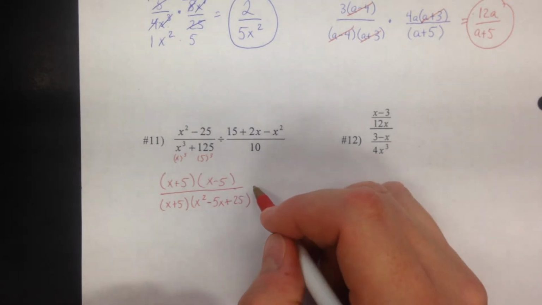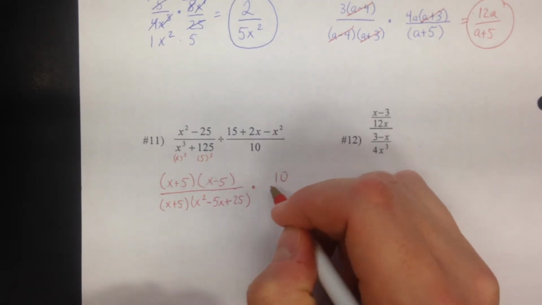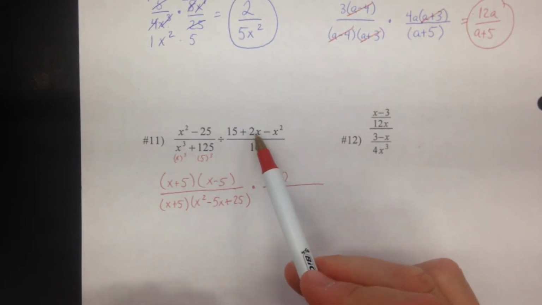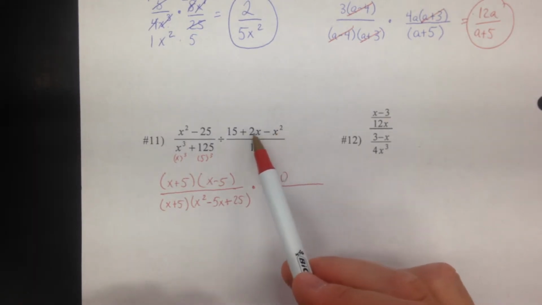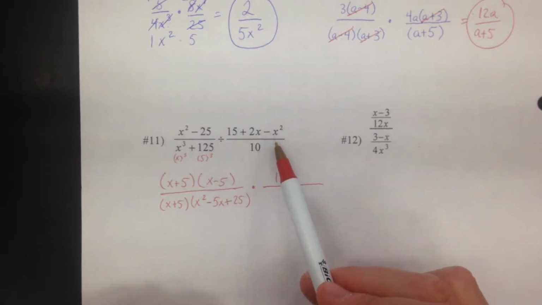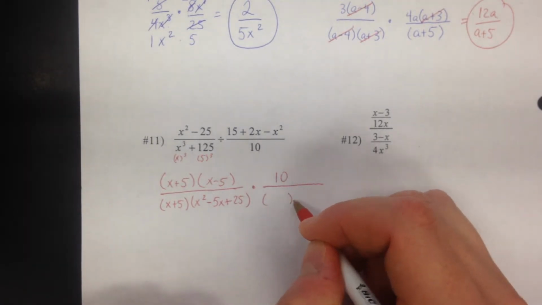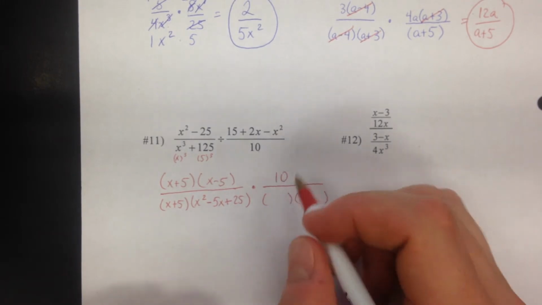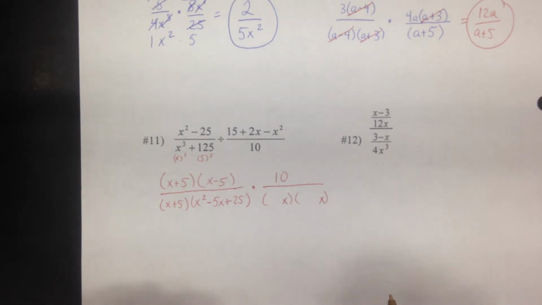Change the division symbol to multiplication. So the denominator was 10, now it's the numerator because I take the reciprocal, I flip it. 15 plus 2x minus x squared. Now we're not used to looking at it like this. Usually the x squared is first. So let's see if we can factor this into 2 binomials. So normally you do x and x. I'm going to do that, but I'm going to put it here because it's in the last position.